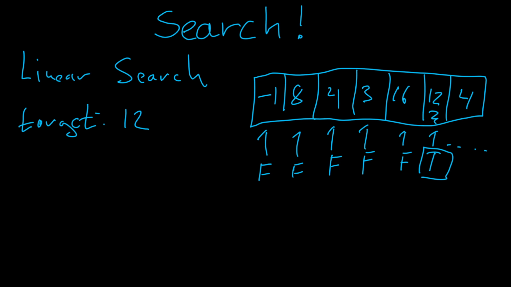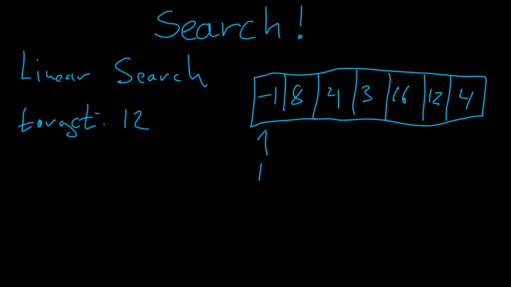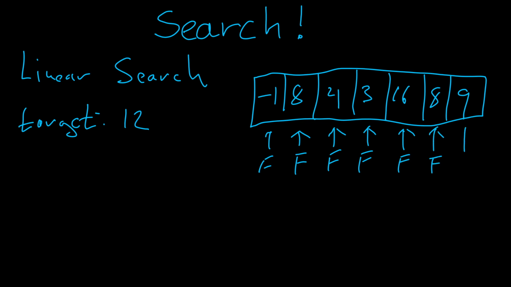Alternatively, let me change this and change my array. Put in 8 again. We're simply going to, again, keep looking through each spot. One cell after another. And it's just false, false, false. So you think what we're really doing is, since arrays are indexed, I'm just going to use a simple for loop to accomplish this, right?